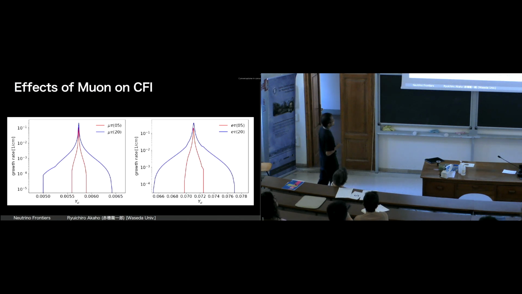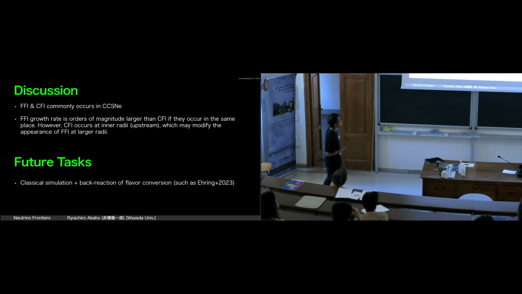And also the growth rate can be pretty large, which can lead to 10 to minus 2 or 10 to minus 1 inverse centimeter, if we are lucky to have the muon fraction in this range.